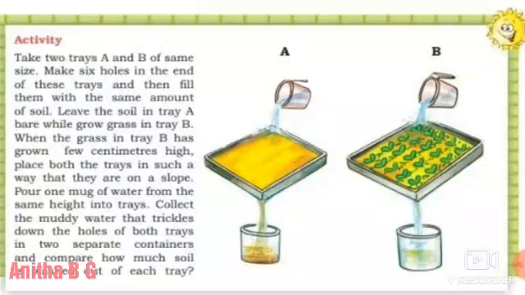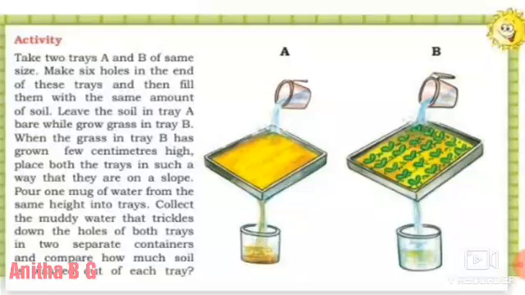So what we have to do: two trays of a similar size, make 6 holes in each tray and leave the soil in tray A bare, and in the other tray B you have to grow the grasses. Then when the grass in tray B has grown a few centimeters high, place both the trays in such a way that they are on a slope.